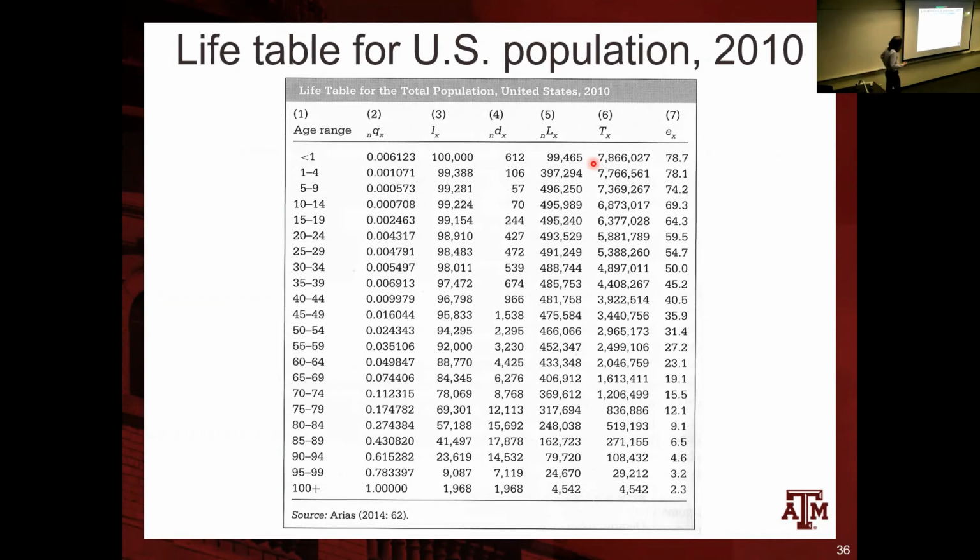But what is interesting is that now we have all these measures of life expectancy at birth here, 78.7. What does it mean, 78.7? If I get a group of people here at the beginning and expose them to these chances of dying, they would live on average 78.7 years. Cool?